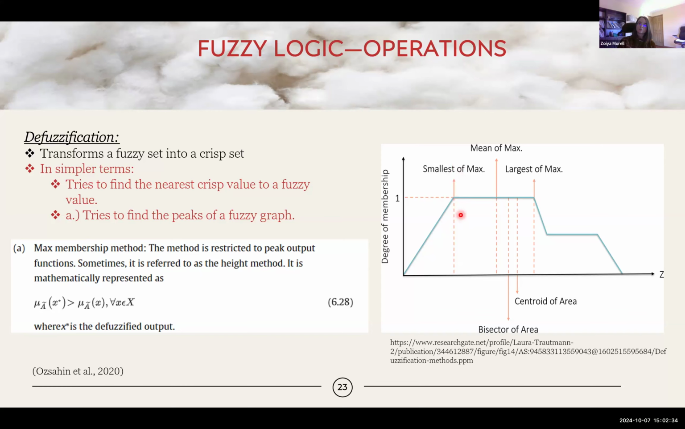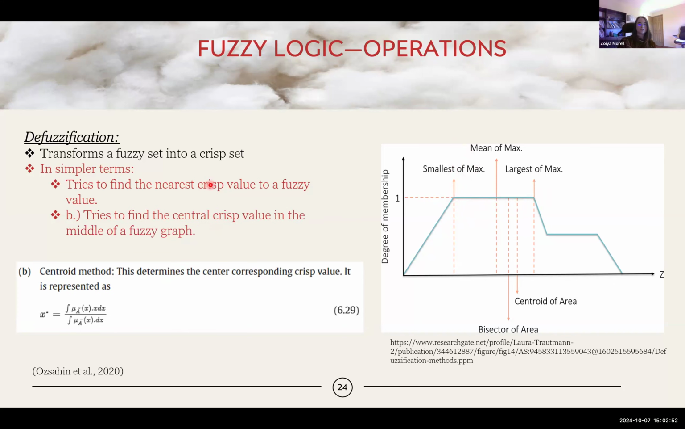So the problem with this one, as we can see, is we have a whole range where it's 1, where it's true. So this method doesn't work every single time. It's better for fuzzy sets that are like triangular, or there's only 1 true point. And that brings us to the centroid method.